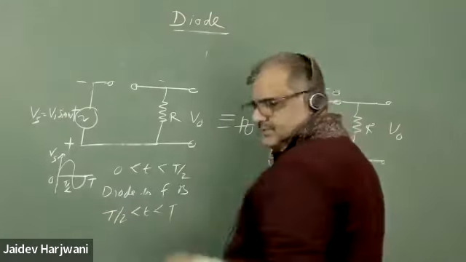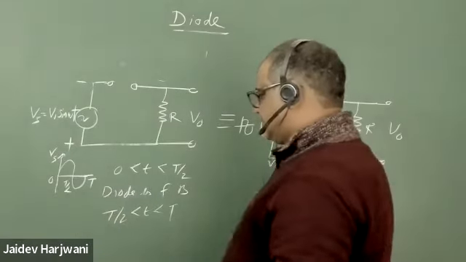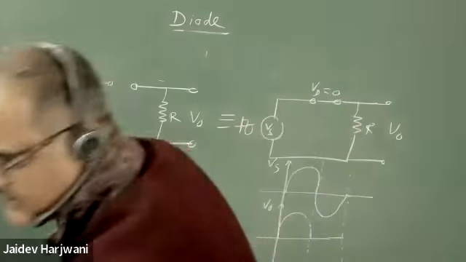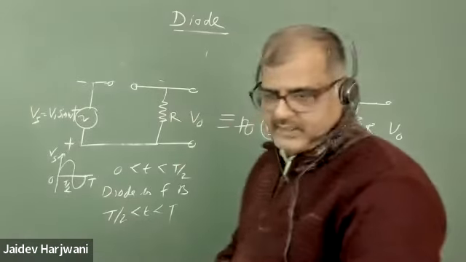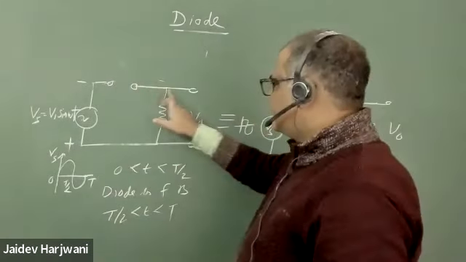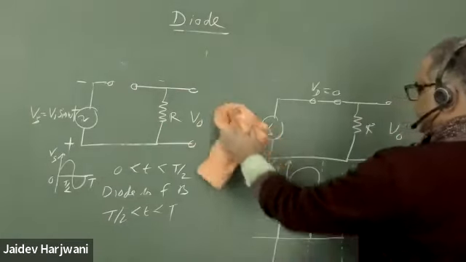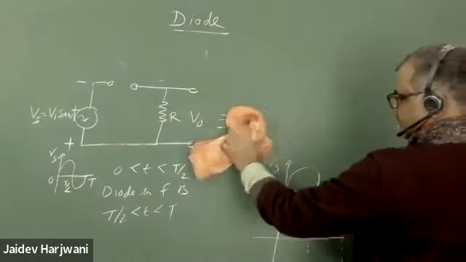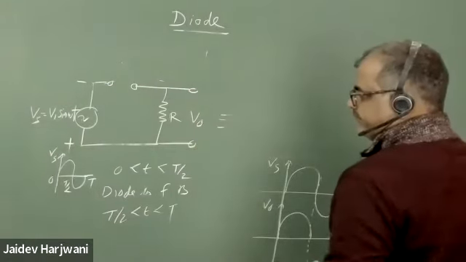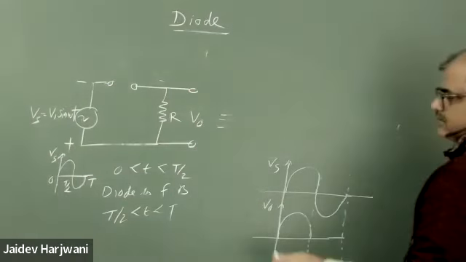Now can you tell me what is the current in the circuit? Zero. Current is zero in the circuit. So if there is no current flowing in the circuit, the output will be what? Zero. The output will also be zero.